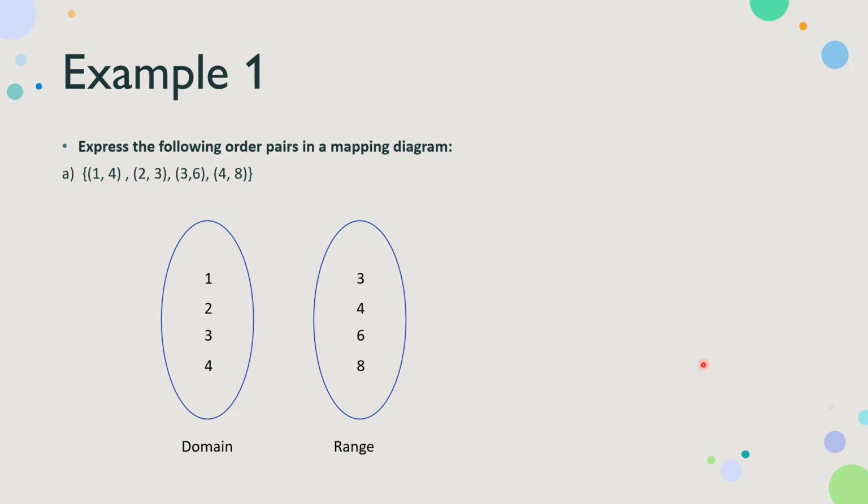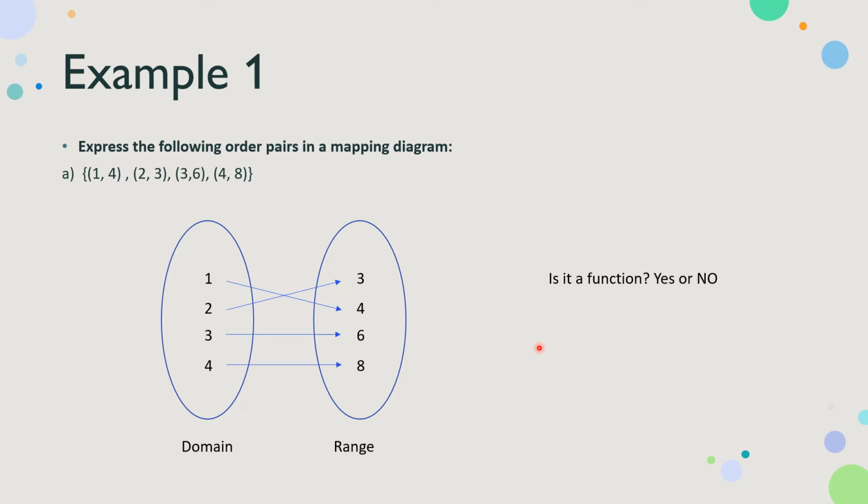Now for the fun part, the mapping part. 1 maps to 4, as you can see in the ordered pair. So 1 will map to 4. 2 must map to 3, and 3 goes to 6, and 4 goes to 8. It's okay that these mapping lines crisscross. That is allowed, okay? And you can see this really gives us a nice picture of the function.